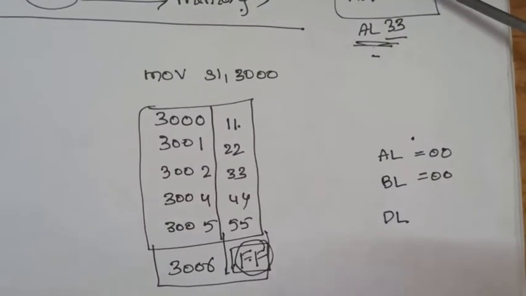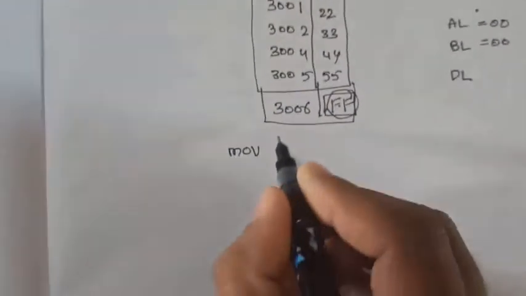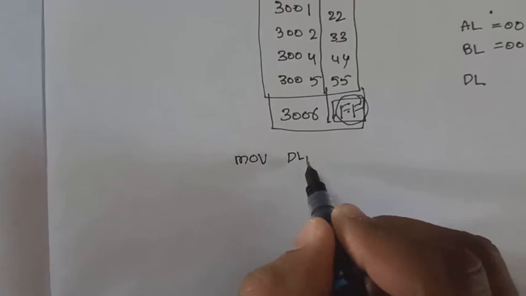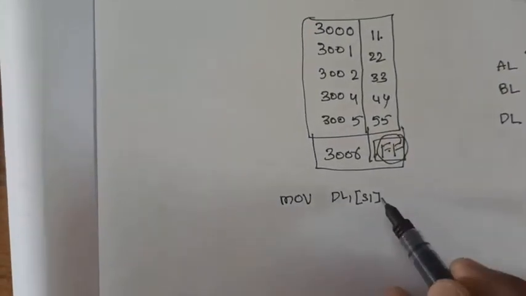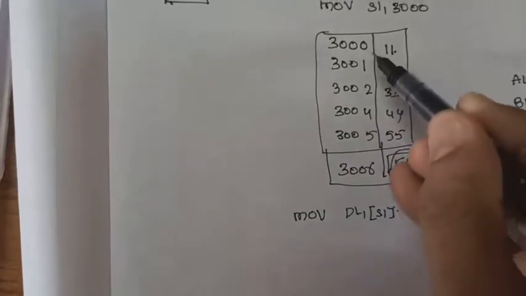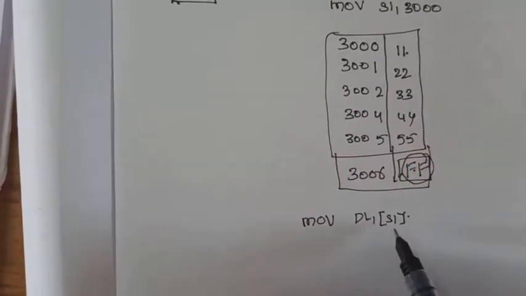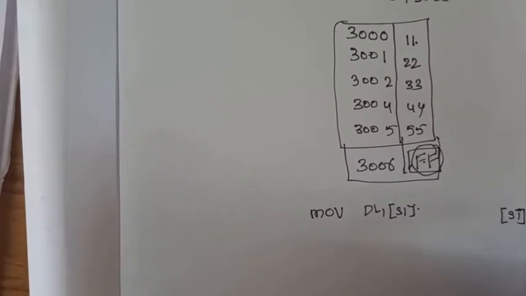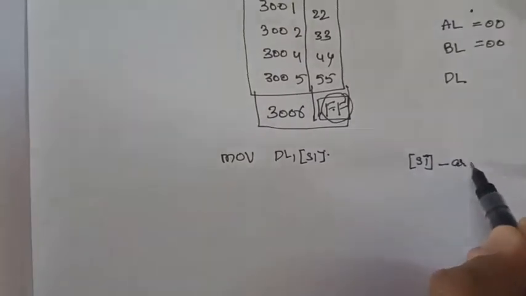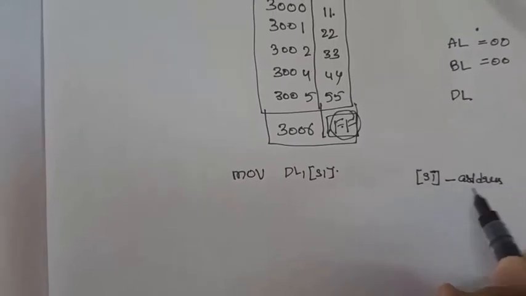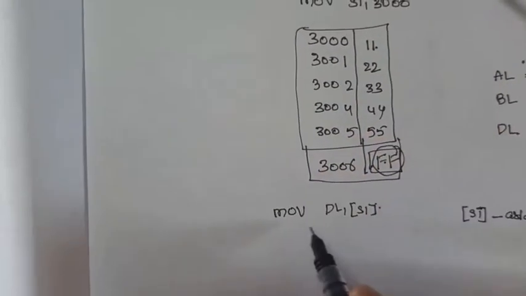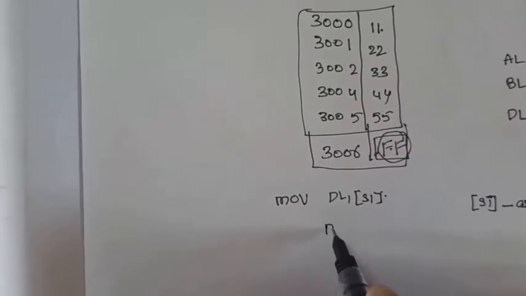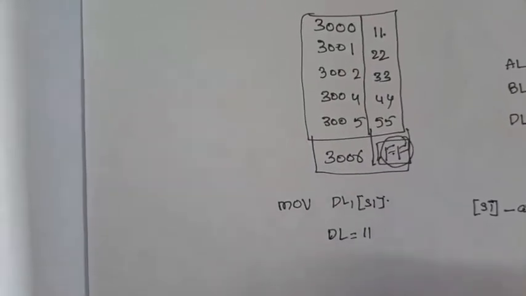Now what is this DL? We have an instruction called MOV DL, [SI]. What it means is it takes data from the memory location of SI. SI is nothing but 3000. When brackets are used for any register, that represents an address, meaning a memory location, 3000. So after execution of this instruction, DL will have 11.